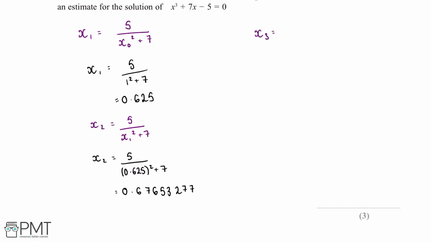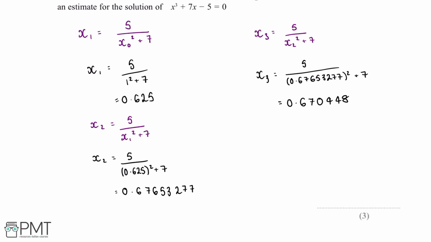And again we can use the same process to find the value of x3 and therefore find our answer. So x3 will be equal to 5 divided by x2 squared plus 7. And again we can replace this number with the answer key on our calculator, or we can write out the number in full into our calculator. However, it's important that we don't round this number too early on in the question, as this will reduce the accuracy of our answer. So if we put this into our calculator, this gives us a value of x3 as 0.670448. And we don't need to round this value any further.